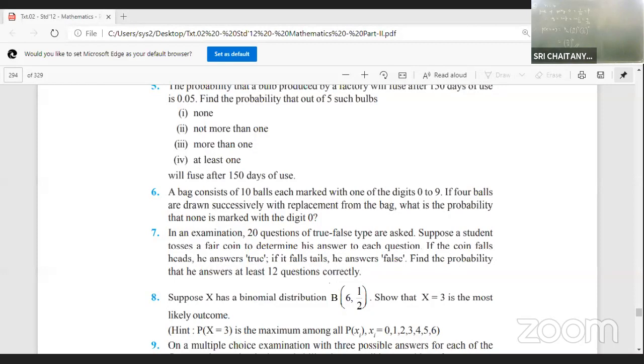Observe that in an examination, 20 questions are true-false type. That means n is equal to 20, and since true-false has only two options, small p is equal to 1 by 2. Q value is also 1 by 2, right? And here they ask you to find P of X greater than or equal to 12, at least 12. This is a big problem. I will do it on the board.